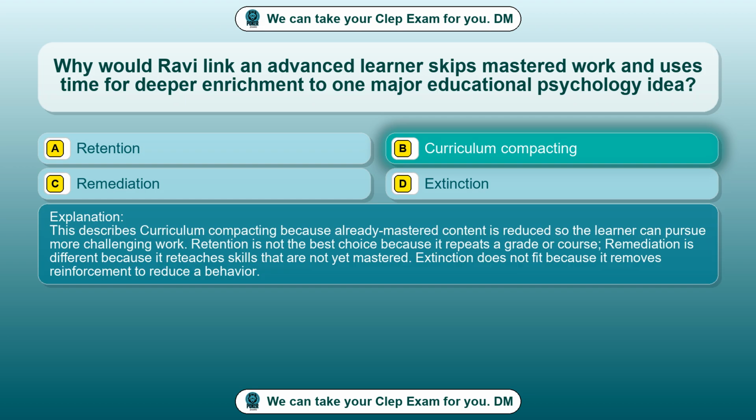This describes curriculum compacting because already mastered content is reduced so the learner can pursue more challenging work. Retention is not the best choice because it repeats a grade or course. Remediation is different because it retakes skills that are not yet mastered. Extinction does not fit because it removes reinforcement to reduce a behavior.